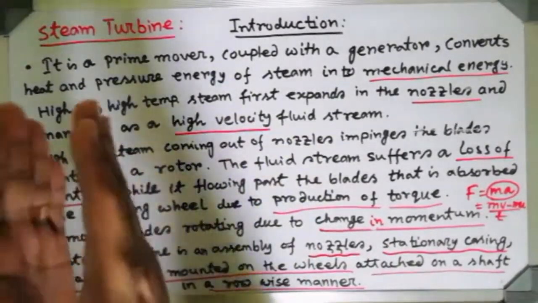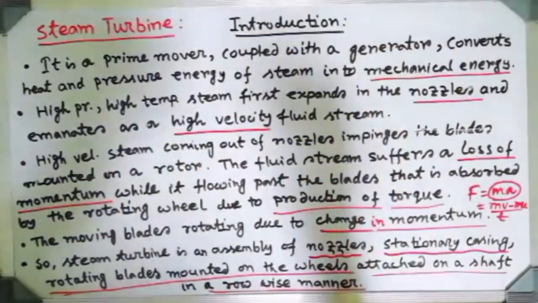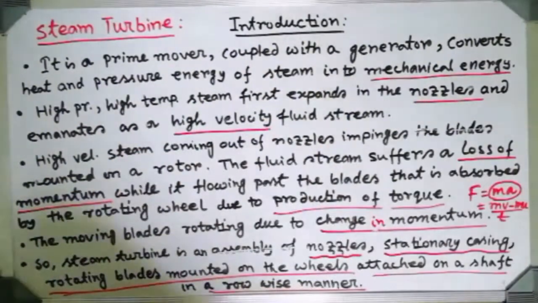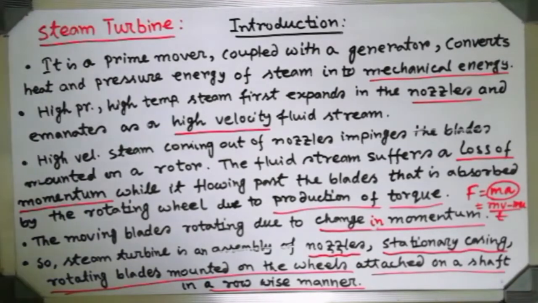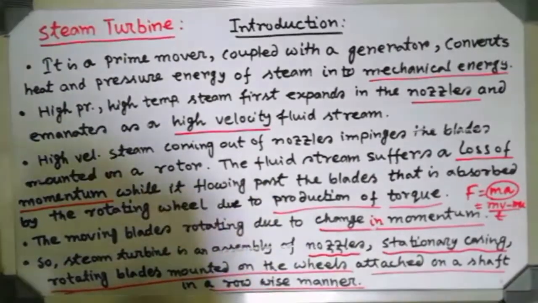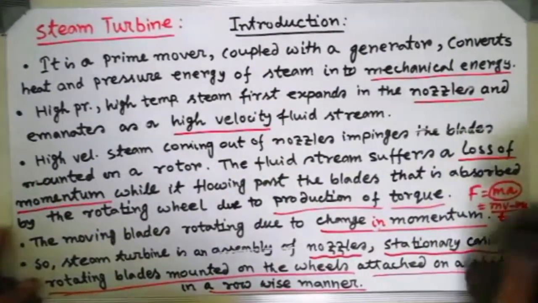One stage means one row of blades. Second stage means second row of blades. Third stage, third row of blades, like this. And all these rows of blades are coupled with a single shaft. Understood, beta? Up to this limit, if you have any question, then please shoot.